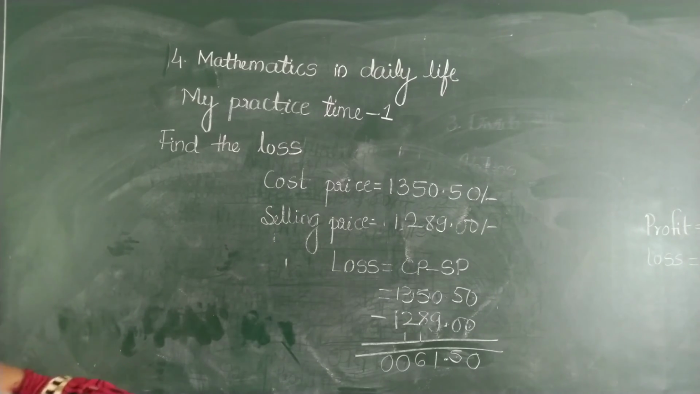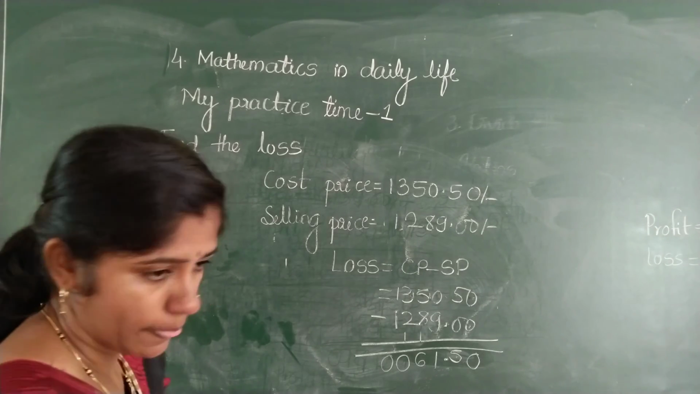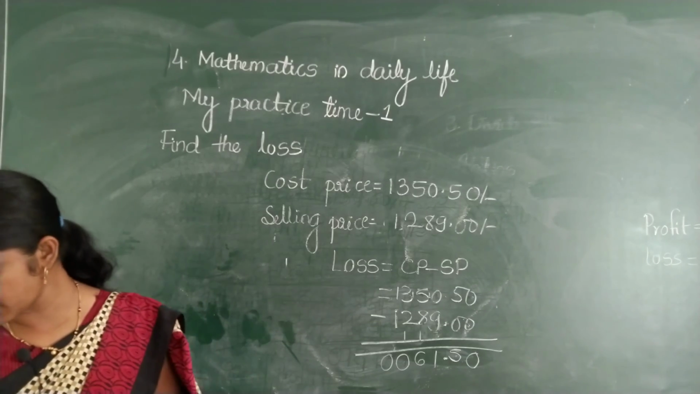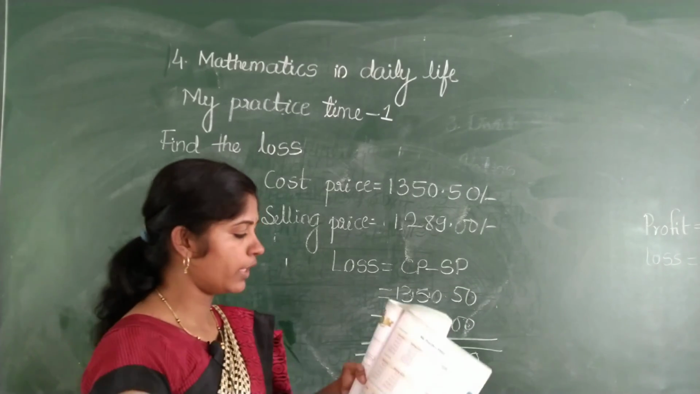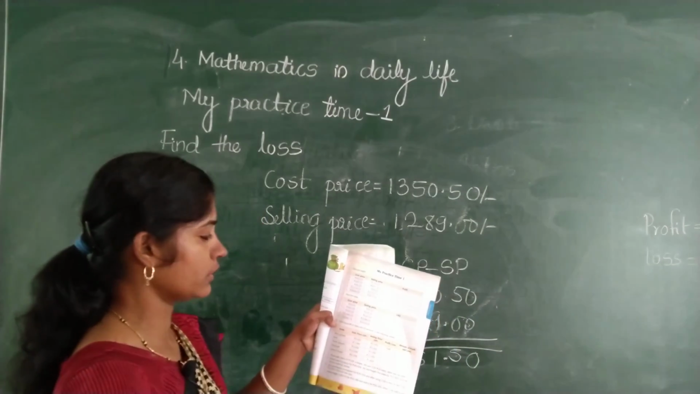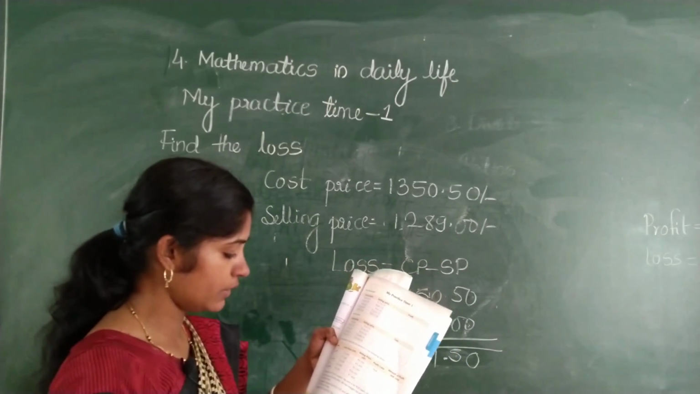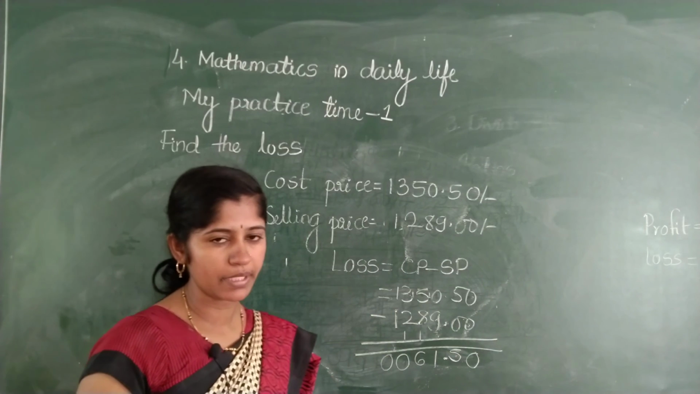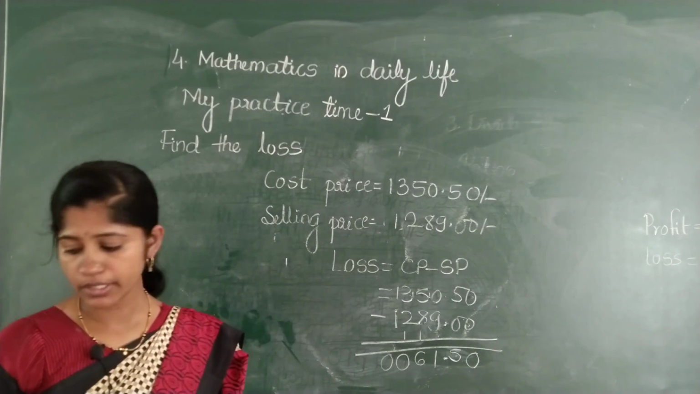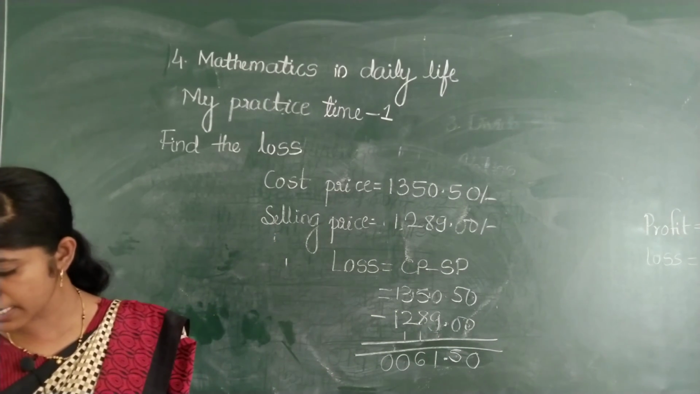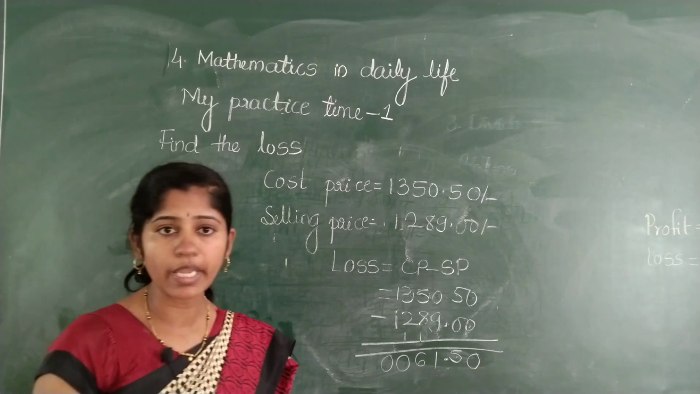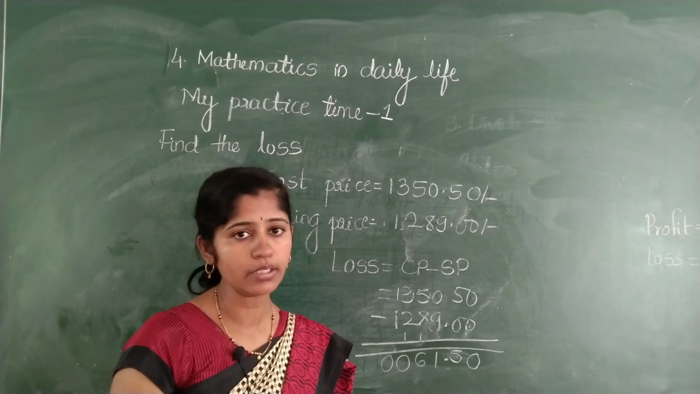See here, in this way you have to find the loss of the thing. Okay, see here in your textbook, My Practice Time 1, find the profit, find the cost. So 5 examples of this type are there, page number 115. Very important examples. Try to solve this kind of examples. Okay, in the next class I will discuss how to calculate the cost price of the thing.